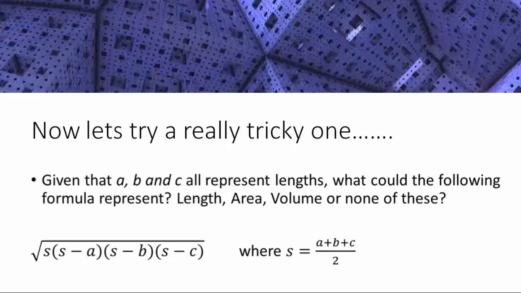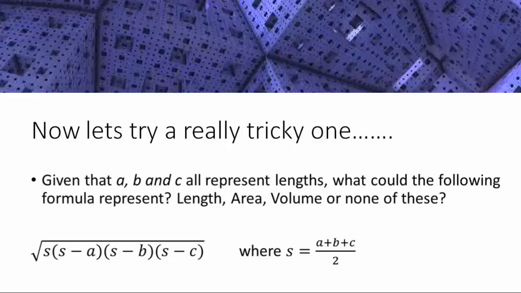The square root of s times s minus a times s minus b times s minus c, where s is a plus b plus c over 2. This is a question I'd really like to ask you, which is, does it represent a length, an area, a volume, or none of the above? Once again, pause the video and tell me what you think.